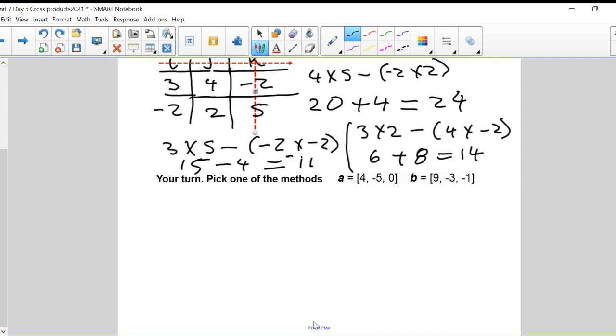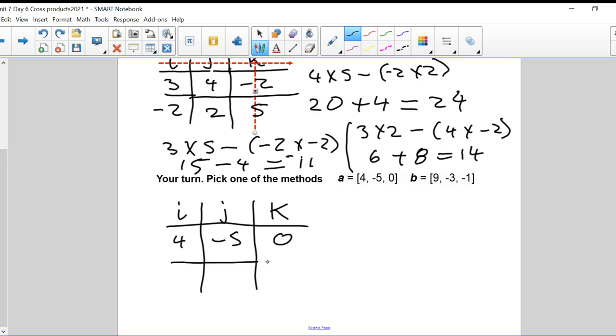I'm going to start you off. I'm going to see if you can get the answer for this one. Right? So I'm going to set up a little table. There's my I, there's my J, there's my K, and I'm going to put the numbers, remember it's A times B that we're doing. So I'm going to put the 4, minus 5 and 0 in the top column. And I'm going to put the 9, minus 3 and minus 1 in the second column.